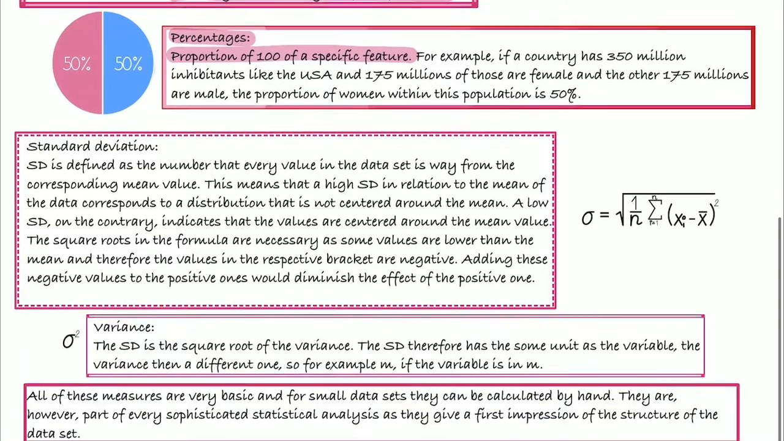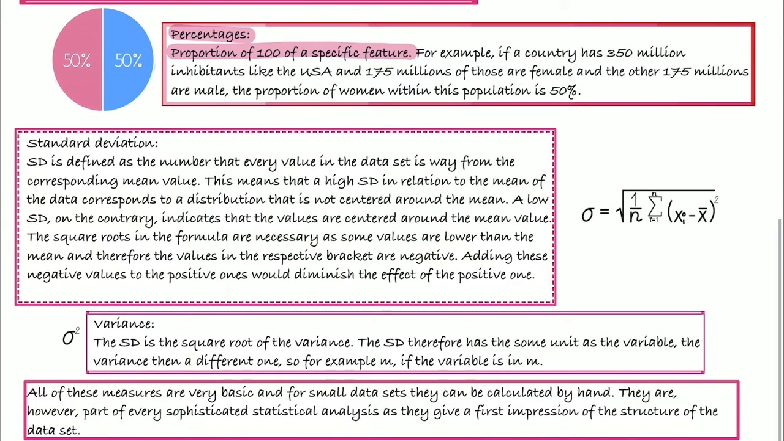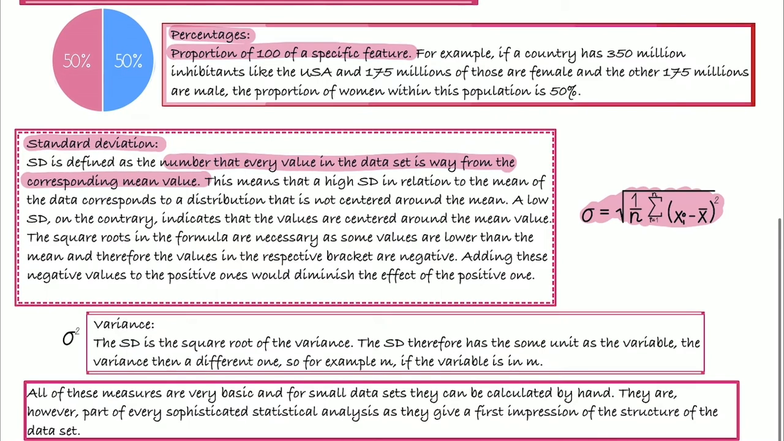Now standard deviation. This formula looks a bit more complicated, but actually the standard deviation is the value that every value in the dataset is away from its corresponding mean value. So if you've got a mean value of 2 and a standard deviation of 6, this means that your values are not centered around the mean. On the contrary, if you've got a mean of 2 and the standard deviation is 0.1, your values are centered around its mean.